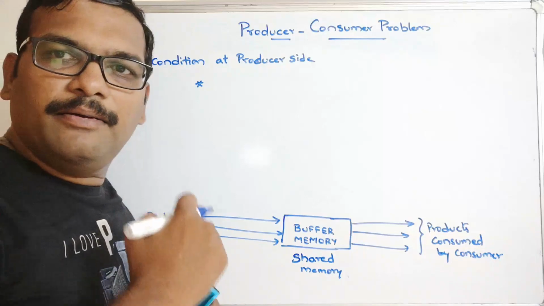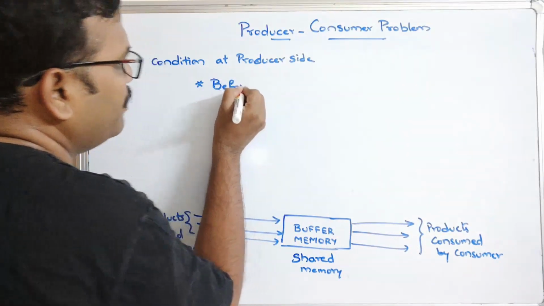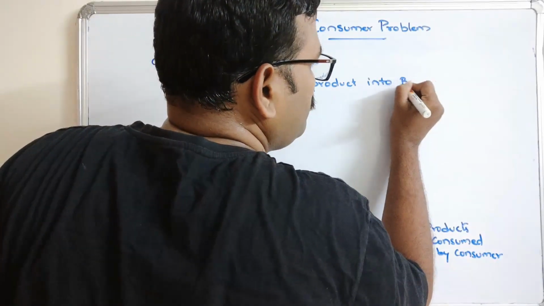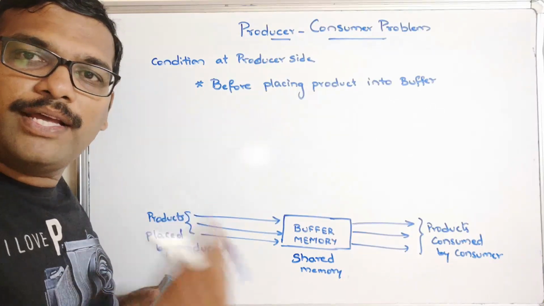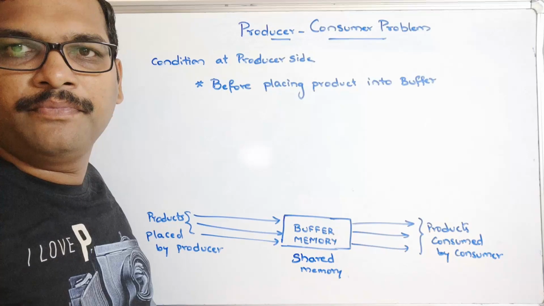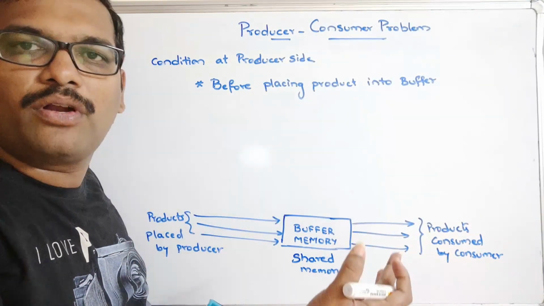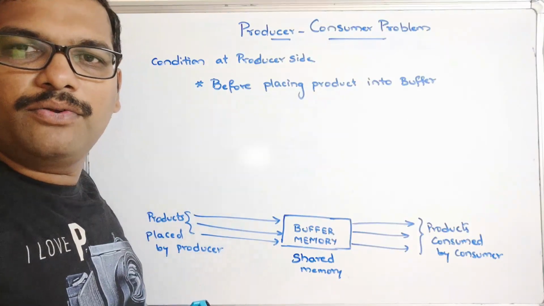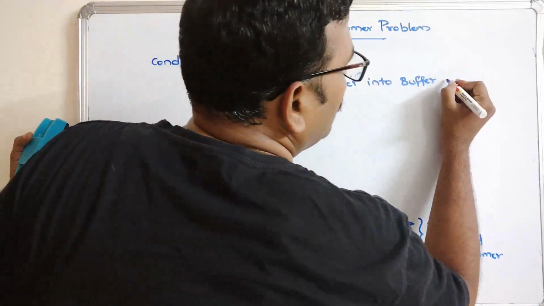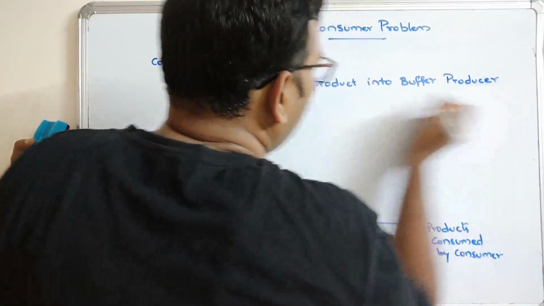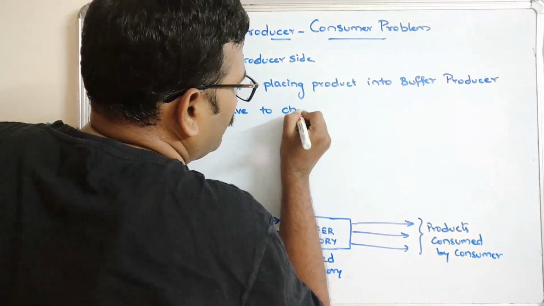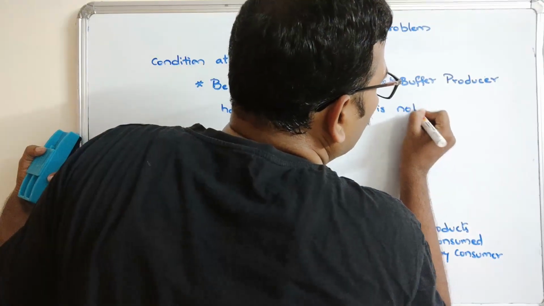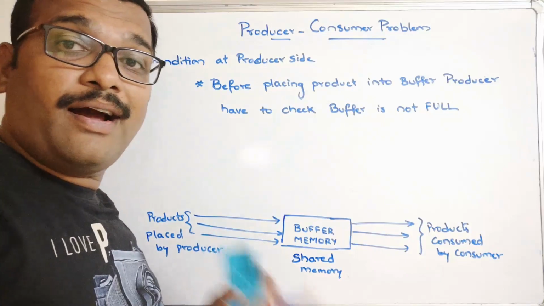Before placing the product into the buffer, the producer has to check whether the buffer is full or not. If the buffer is full, the producer can't place the products into the buffer. There should be some space in the buffer to place the product into the memory. So before placing a product into a buffer, the producer has to check that the buffer is not full.